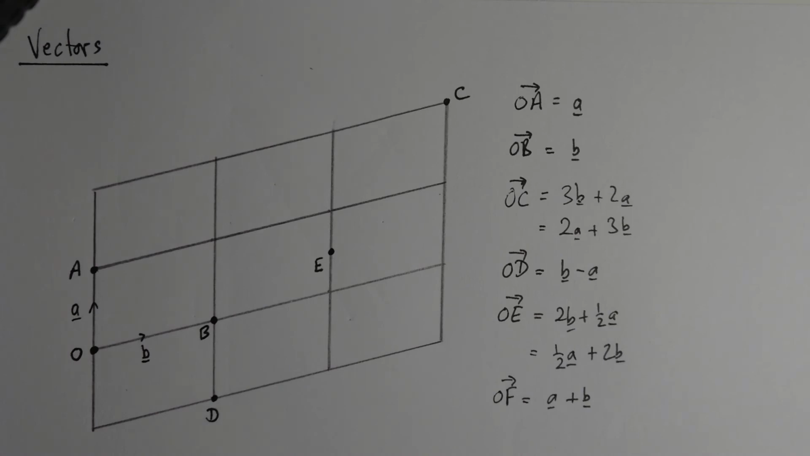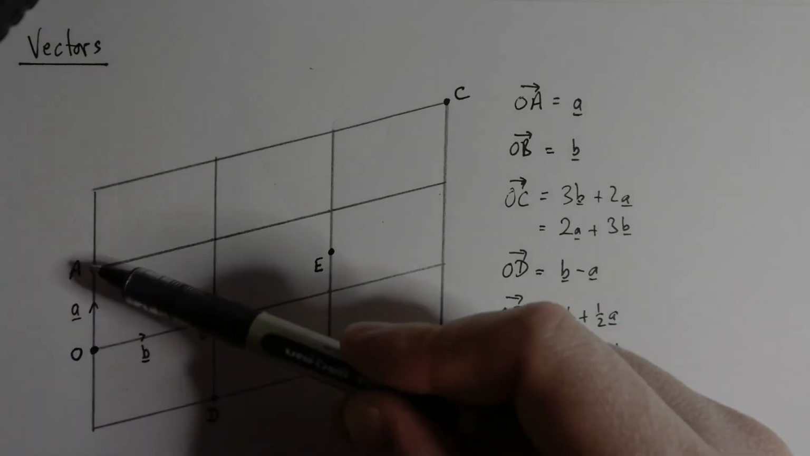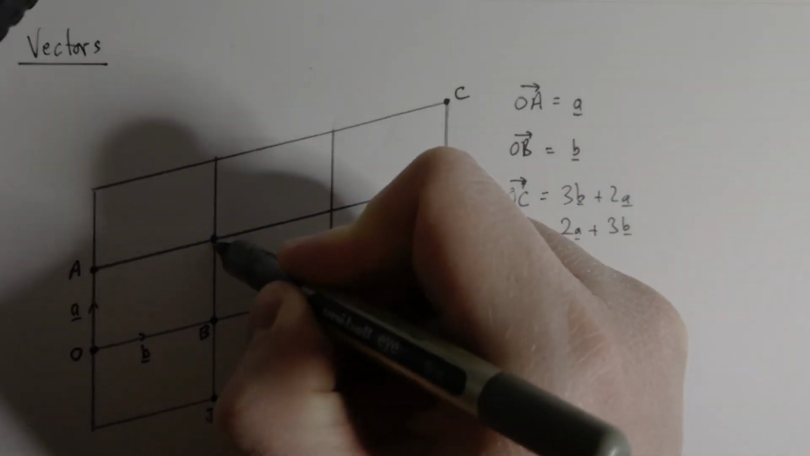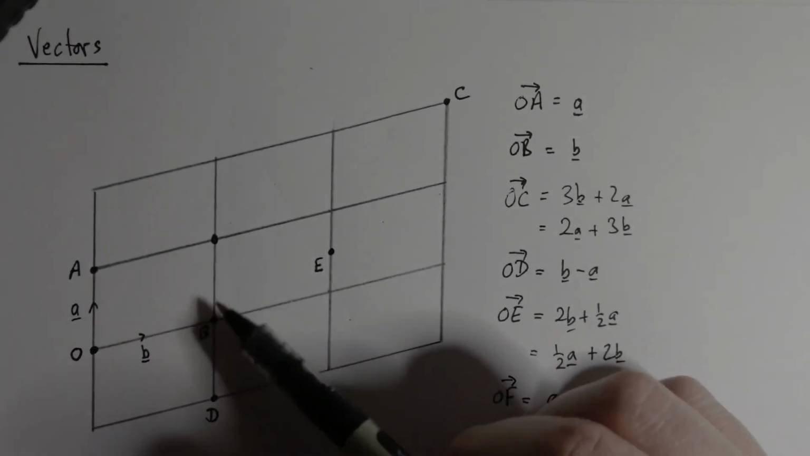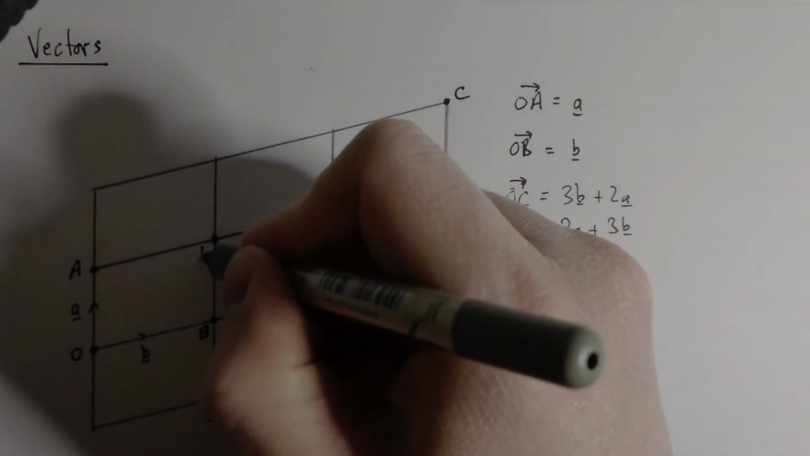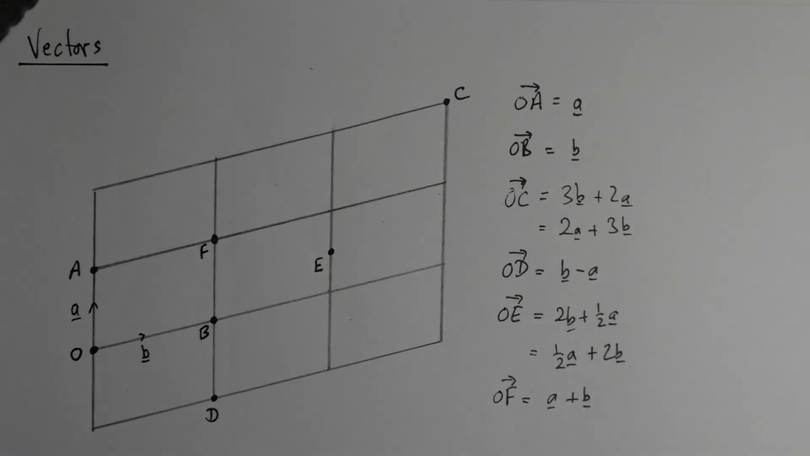So in that case, if I did a plus b, if I did an a and then I did a b, I'd end up here. And note that the route's not important. If I did the b first and then the a, I'll still end up there, so I could label that as F. You'd have to go both ways round. There's some important things to note then.